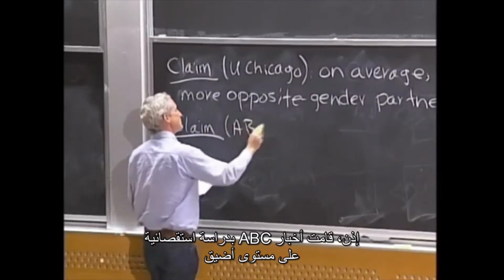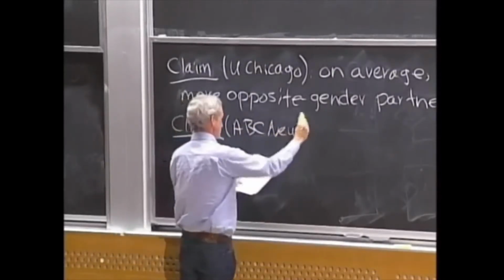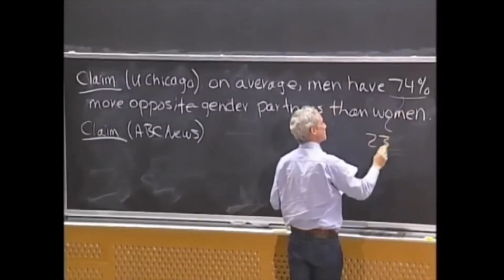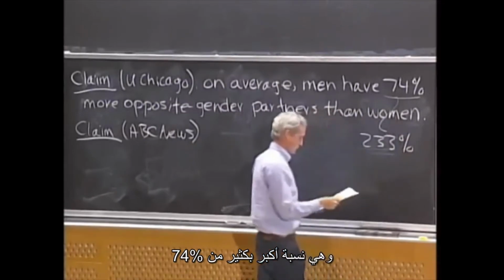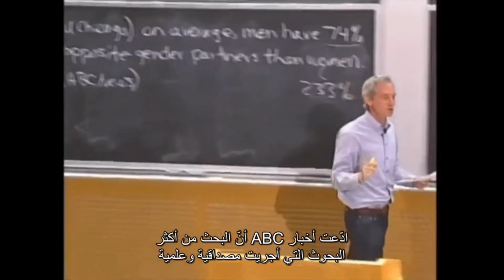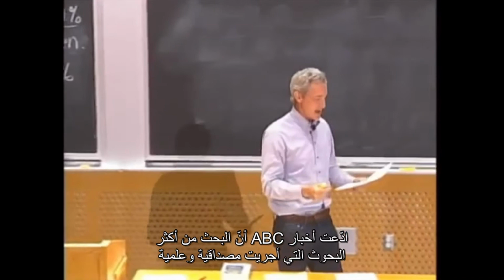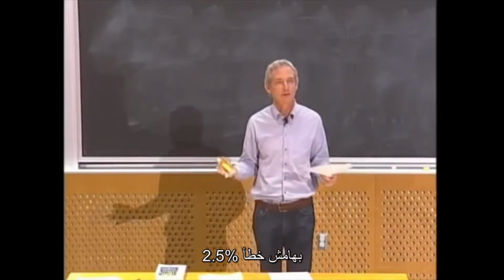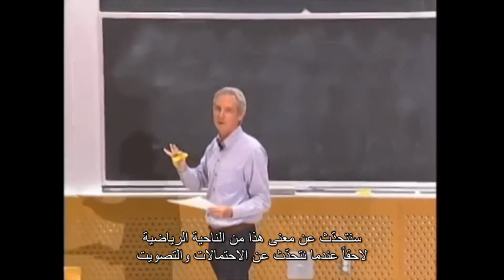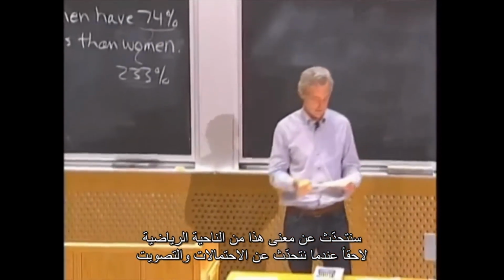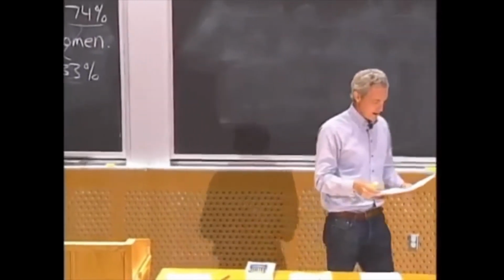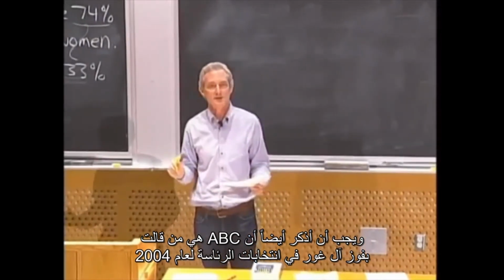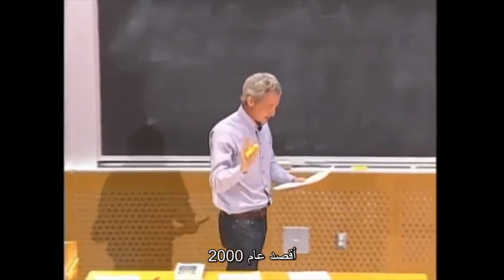So ABC News did a smaller survey, says that it's 233% here. Much more than 74%. Now, ABC News claimed this is one of the most scientific studies ever done, and that there was a 2.5% margin of error. Now, we'll actually talk about what that means mathematically later in the term when we do probability and do study polling. Now, of course, I should also mention that ABC News is the one that said Al Gore won the presidential election in 2000, I mean.